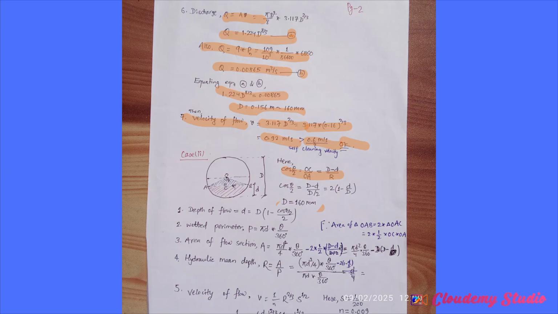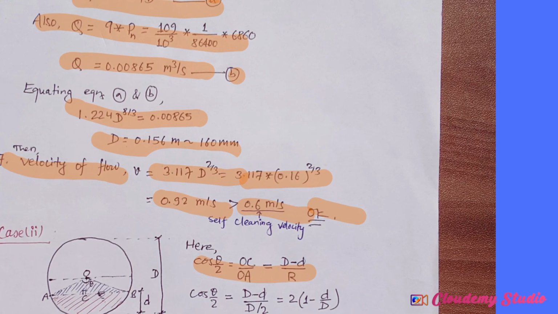Here the diameter of the pipe for the sewer line for the given locality comes to be 0.16 meter, that is 16 centimeter or 160 mm. This is the diameter of the pipe for the given discharge of sewer for the given locality. Okay, thank you.